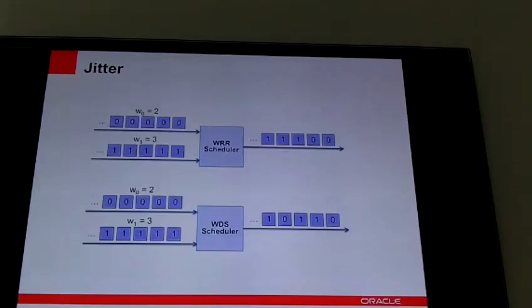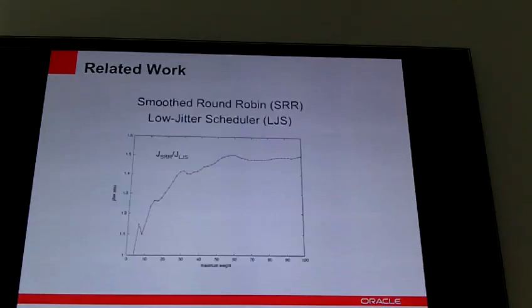So what our scheme, the weighted differential scheduler, or WDS, is trying to do is to interleave the packets from these two flows, so that the packets within a flow are equally spaced. Now, if the weights are not multiples of each other, then of course this equal spacing is not possible. And that's where these types of schedulers come into play.